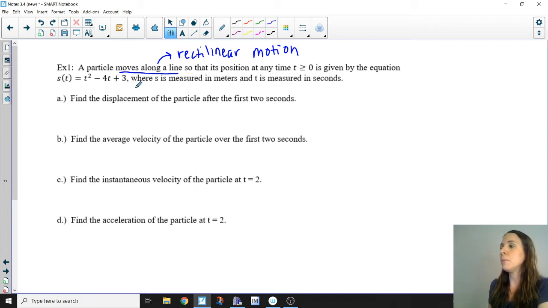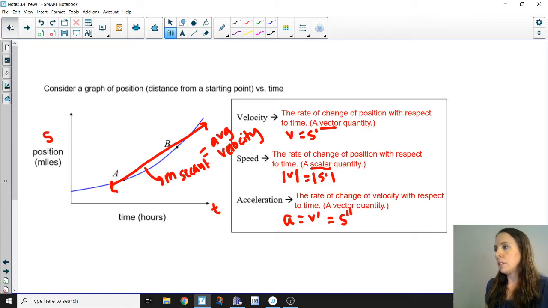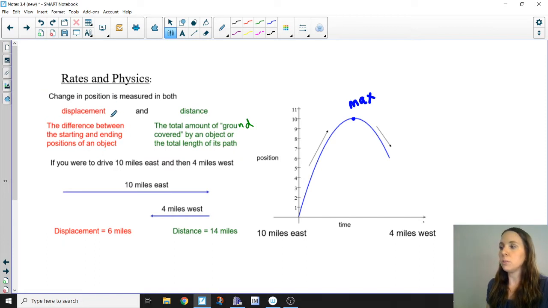So in this example, we are asked to find displacement, and what we are given is the first 2 seconds, or the interval from t equals 0 to t equals 2. To find displacement, we can go back to our definition of displacement, which says the difference between the starting and ending positions of an object. The difference between the positions. Those are the 2 most important words.